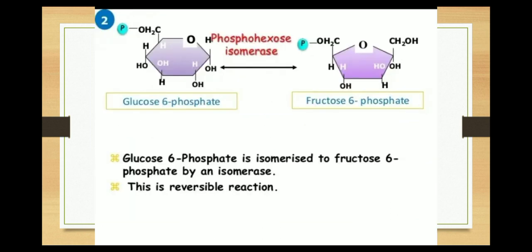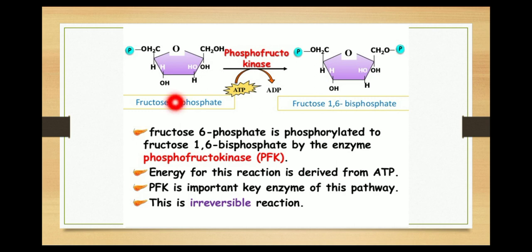The second step is glucose 6-phosphate converting into fructose 6-phosphate with the help of the enzyme phosphohexose isomerase, which is also a reversible reaction. Glucose 6-phosphate is isomerized to fructose 6-phosphate by an isomerase. This is a reversible reaction, actually a rearrangement reaction. Now let's move on. The third step is fructose 6-phosphate being converted into fructose 1,6-bisphosphate. Here one ATP is invested, and the enzyme acting here is phosphofructokinase, and one additional phosphate is added here, as you can clearly see. Fructose 6-phosphate is phosphorylated to fructose 1,6-bisphosphate by the enzyme phosphofructokinase, or PFK. Energy for this reaction is derived from ATP, and PFK is the important key enzyme of this pathway. This is an irreversible reaction, as we have already discussed.